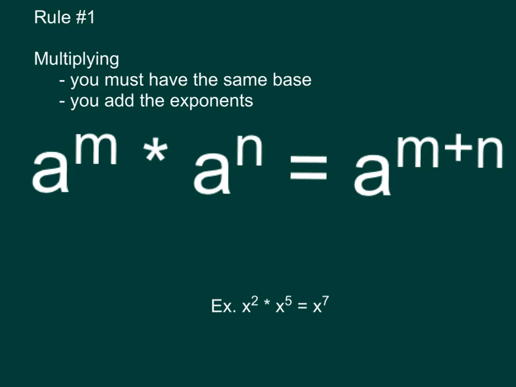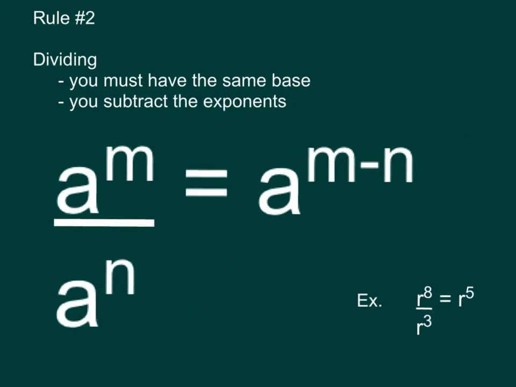All right, rule number 1, multiplying. You must have the same base, and what you're doing is you add the exponents. So here is the formula: a to the power of m times a to the power of n equals a, or whatever that base is, to the power of m plus n. So down here we have an example: x squared times x to the 5th equals x to the 7th.